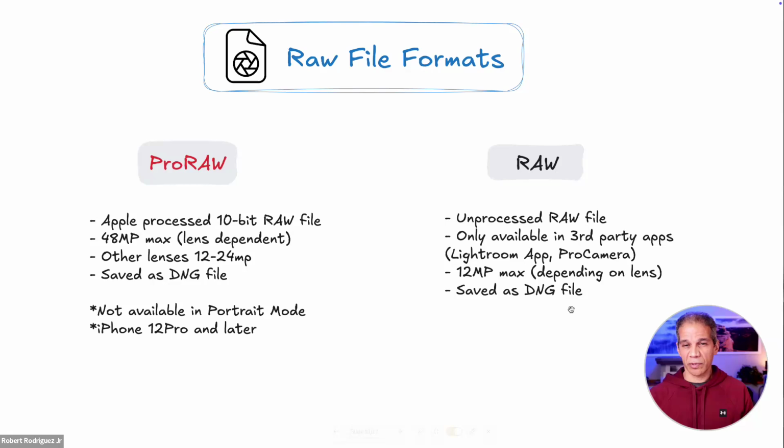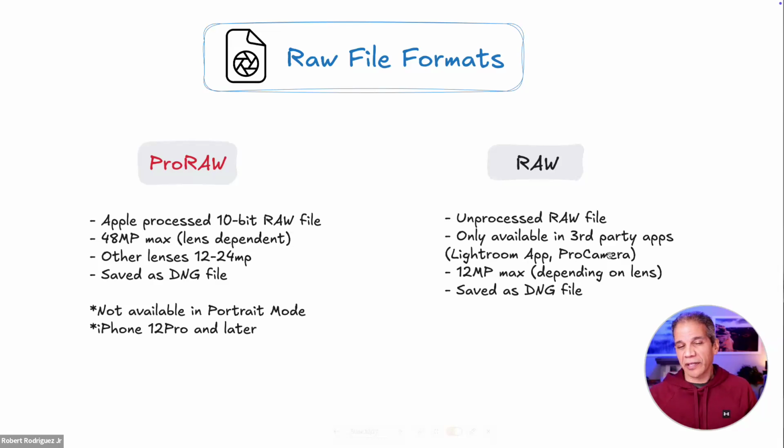Again, if you don't want the processing engine to apply any effects to the image, then you may want to go with ProRAW directly. Another reason why I like to use RAW in the Lightroom app is that I prefer the look of the HDR mode in the Lightroom app over the ProRAW. With ProRAW, you don't really get an option for HDR. It kind of selects on its own based on the situation.